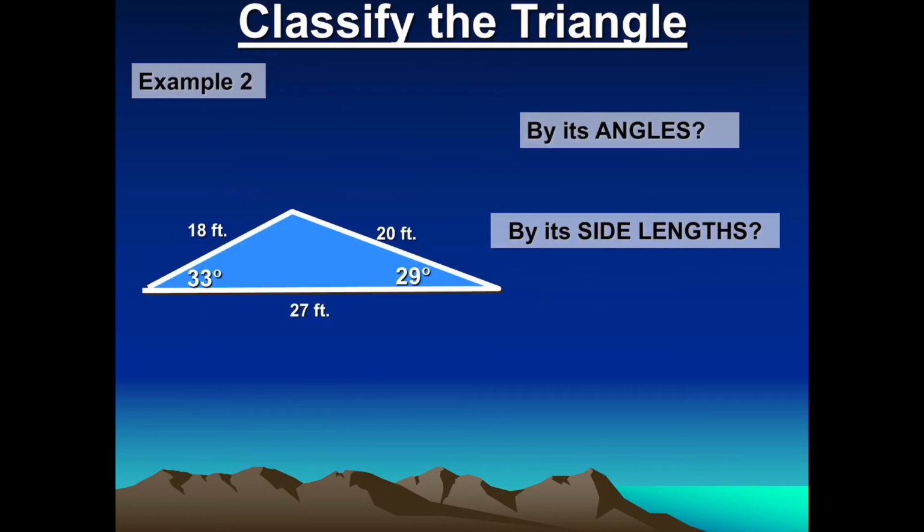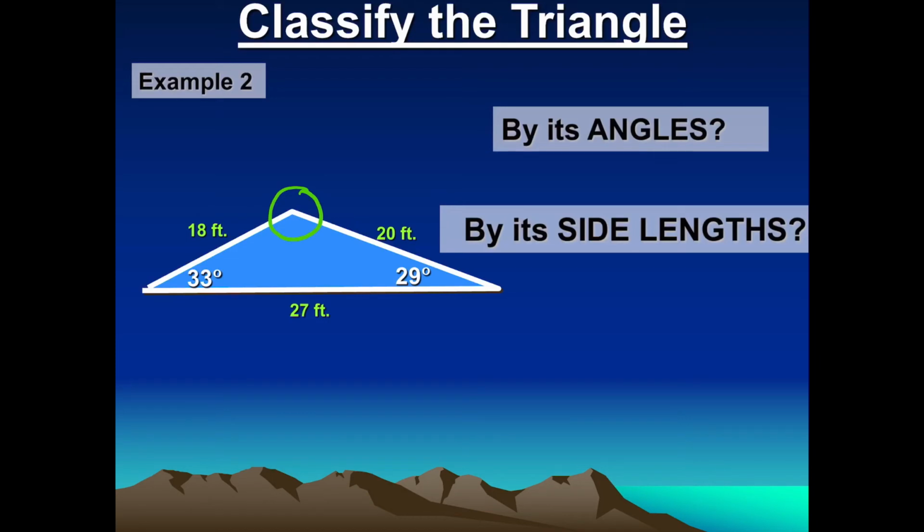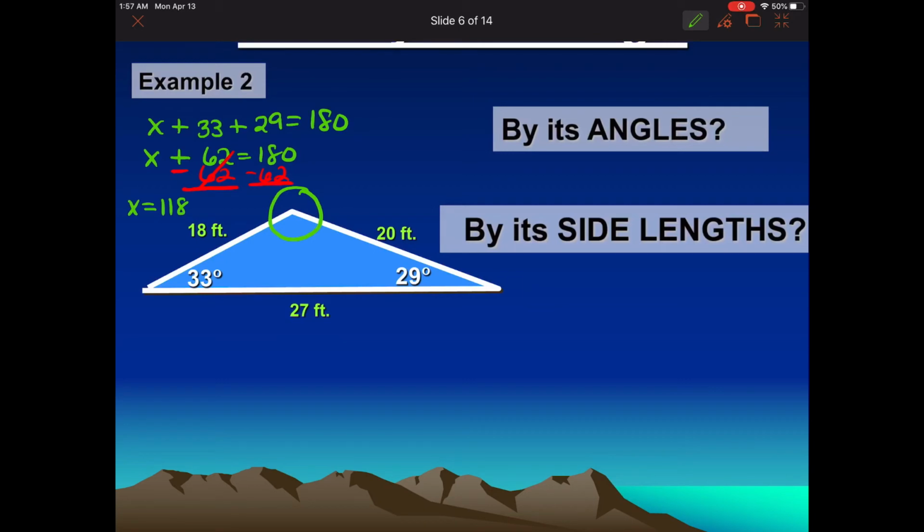Moving on to example 2 here, pretty much with every one of these examples, there's going to be something missing. So right here, that is missing. Okay, so let's set up a simple equation here to figure this out. We've got x plus 33 degrees plus 29 degrees, and we're going to set that equal to 180 because that's what we know triangles always add up to. So 33 plus 29 is going to be 62. Okay, so I got 118 degrees for that angle that is missing.